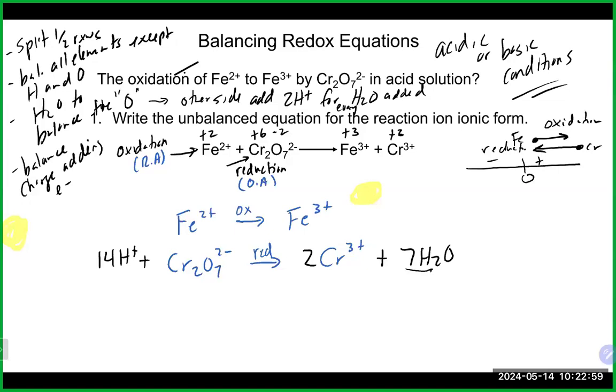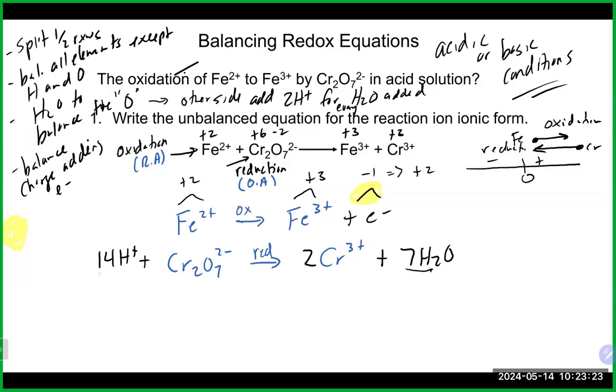So if we look on the left-hand side, the easiest thing to do is just take the overall charge. That's a +2. That's a +3. So on here, the right-hand side will need 1 electron to balance out the charge. That'll give me a -1, which gives me an overall +2 on the left and +2 on the right.